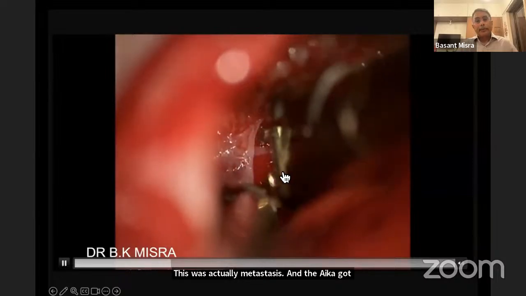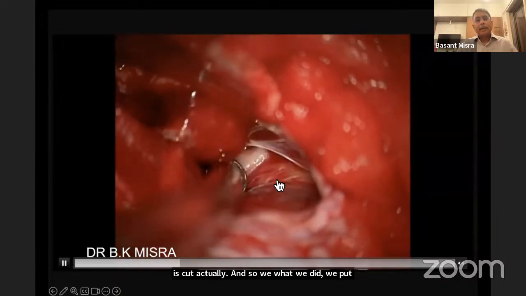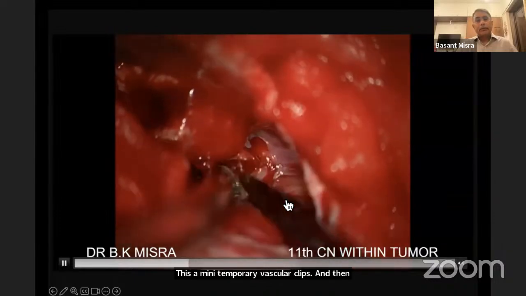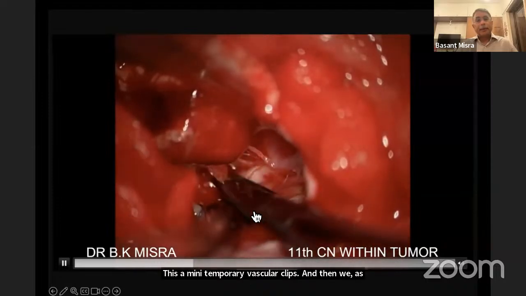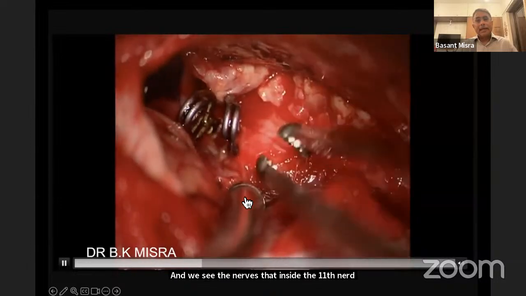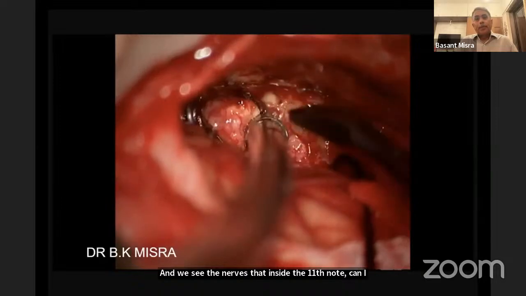So what we did, we put a temporary clip. These are mini temporary vascular clips. And then, as quickly as possible, we tried to remove as much tumor as possible so that we could have some space. And we see the nerves are inside, the 11th cranial nerve is inside. And she had no other symptoms other than this CP angle syndrome.